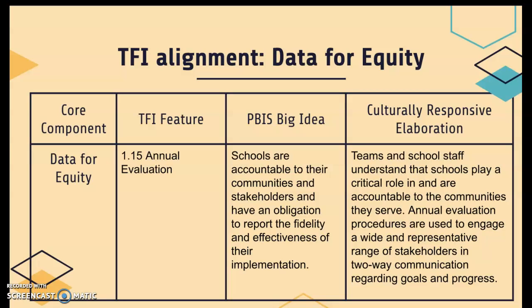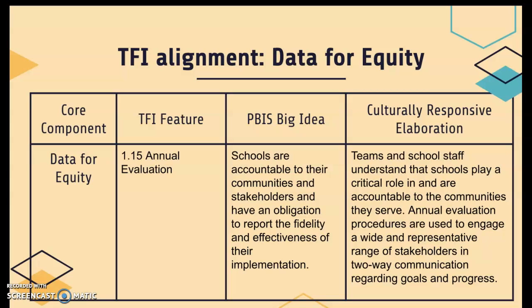115, annual evaluation. We understand this. We compare our year-to-year implementation to look at fidelity and effectiveness, but the elaboration states that school staff understand that schools play a critical role as we're accountable to our communities, and that obviously this annual evaluation procedure engages our stakeholders in two-way communication regarding goals and progress. So this is that piece we're always trying to grow here, right? So we involve our stakeholders so that we can have them inform some of what we need to do differently as we move forward with PBIS implementation.